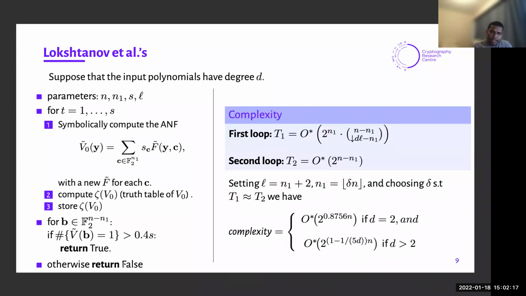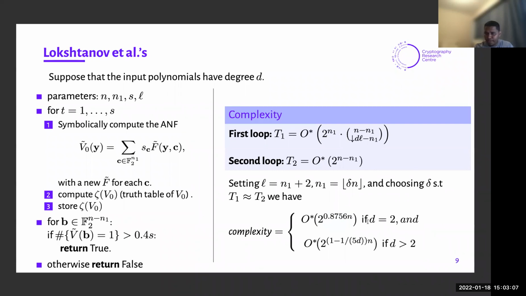There are two main steps in this algorithm. I'm not going to go into the details here. Just remember the first loop is the most costly one, and then the second loop. For the first loop, we want to compute the cost of this symbolic computation, which we have to do around 2 to the n times. To estimate the complexity, we set up the parameters so that T1 is approximately the same as T2, and we end up with a complexity which is exponentially faster than brute force.